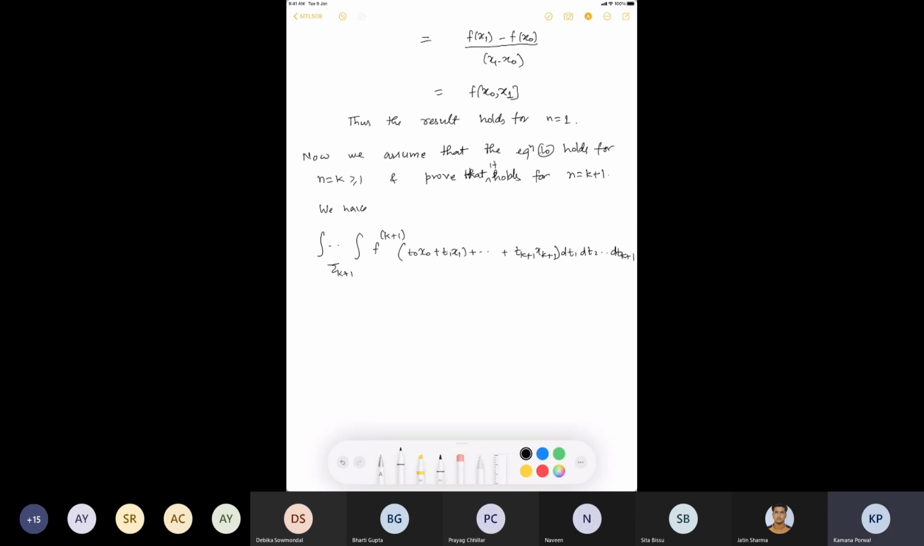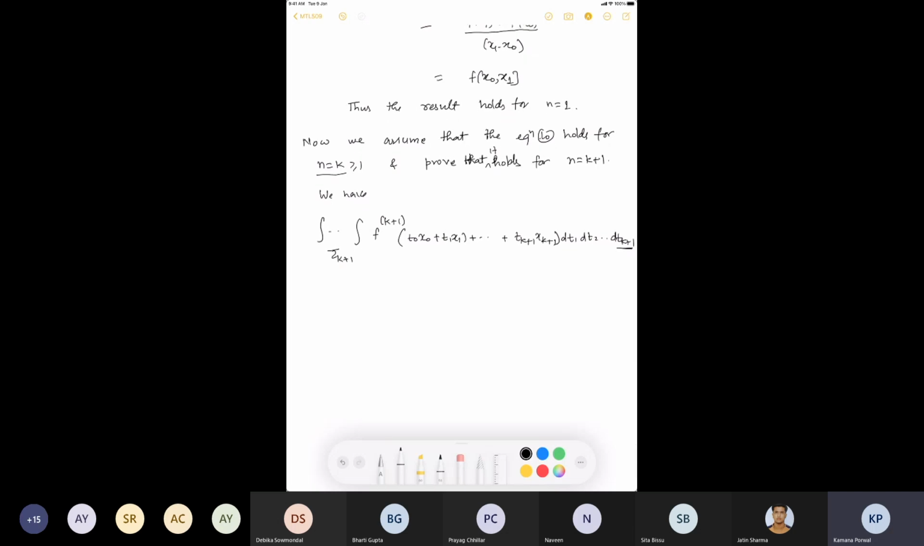Note that we have already assumed that the result holds for n equal to k, that is up to tau k. We already know how the integrals are related to the divided differences. But here I have one more variable of integration, which is tau k plus 1. So I'm just going to integrate with respect to tk plus 1 so that it reduces things to tau k, and then I'll use the induction assumption. For that, I'm going to do a change of variable here, because I want to integrate first with respect to tk plus 1. So I'll change the order of the integration.